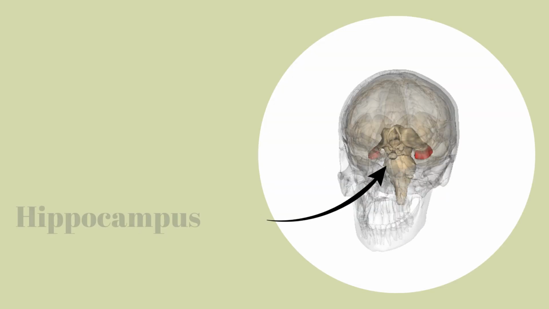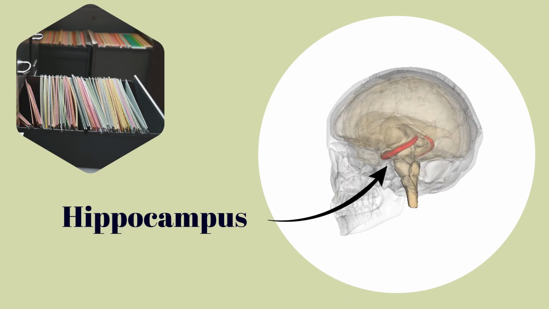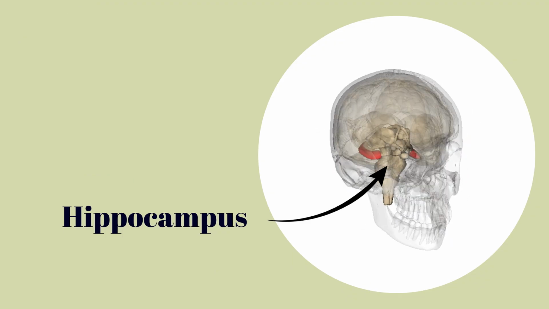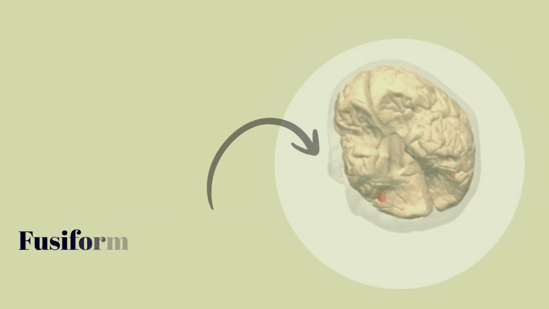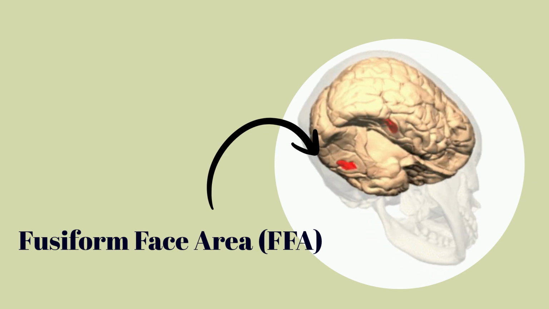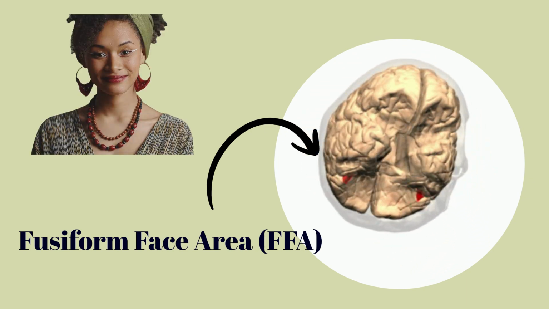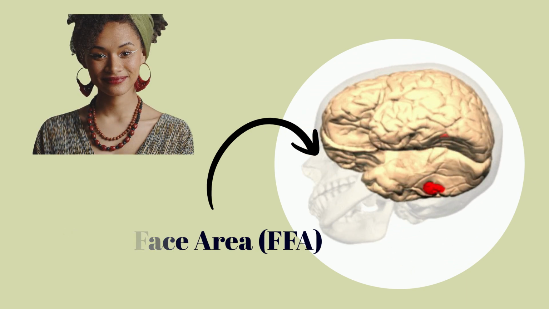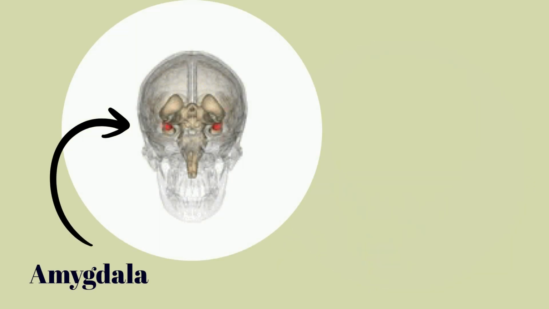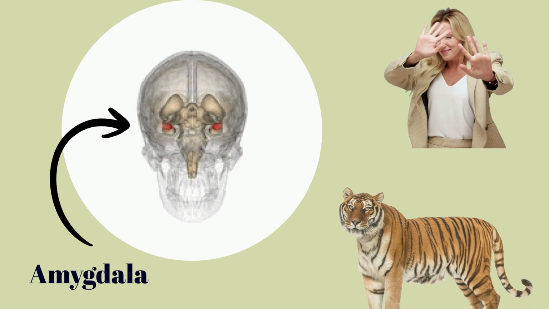The hippocampus can be found in the temporal lobe, and its main role is to file, store, and retrieve memories. The fusiform face area, or the FFA, is located on the bottom surface of the temporal lobe and is responsible for visual processing, specifically face recognition. Finally, the amygdala is located deep within the temporal lobe, just above the hippocampus. Its primary role is emotional processing and the assignment of emotions to everyday situations.